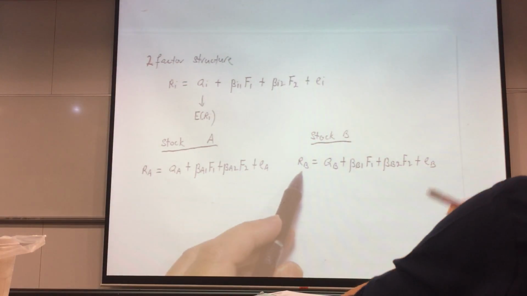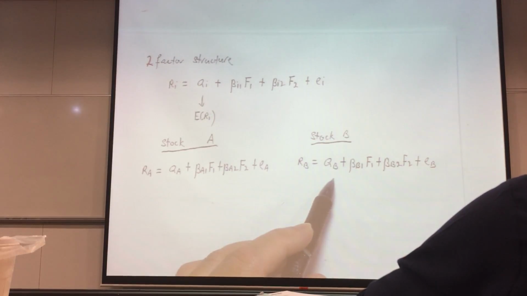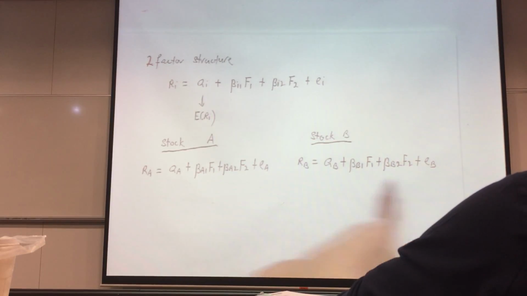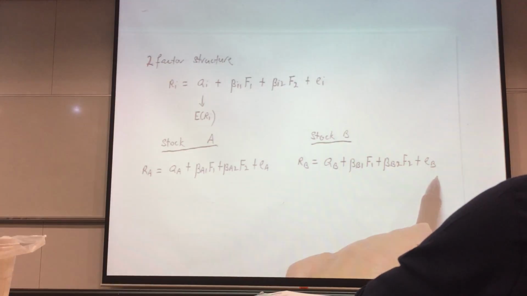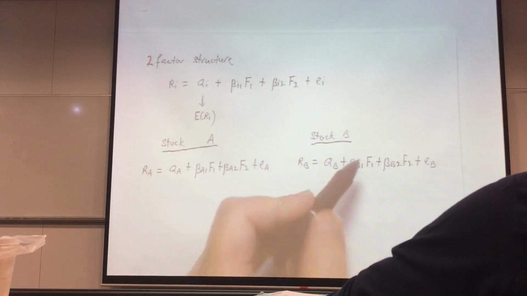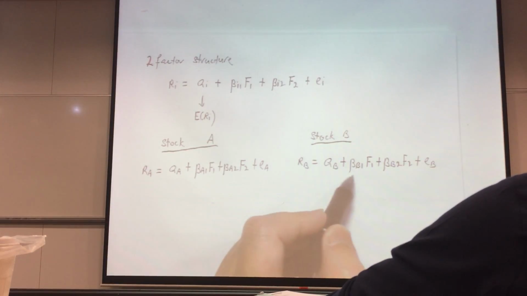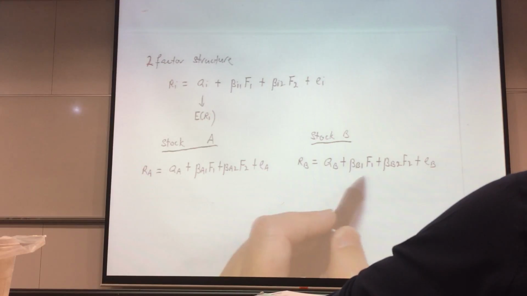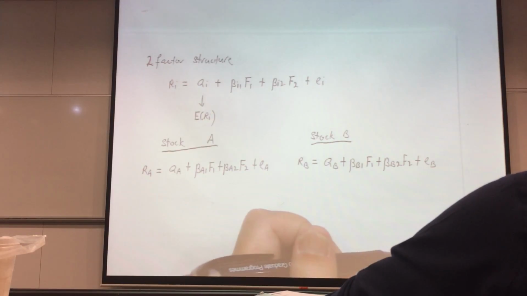So how RB deviates away from the expected value is due to the systematic factor and the idiosyncratic factor. The idiosyncratic factor will explain the epsilon B, which is the error term. As for the systematic factor, the returns will be explained by the sensitivity of the stocks to the factor multiplied by the factor value.